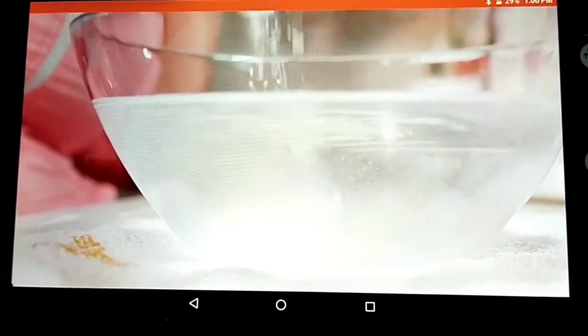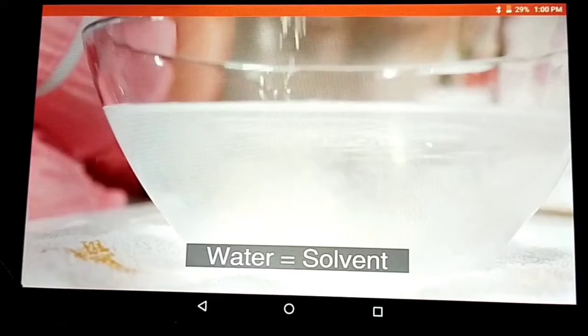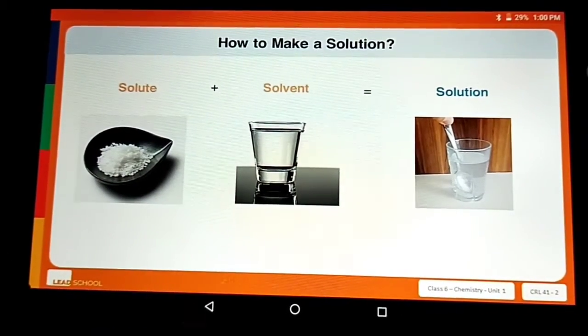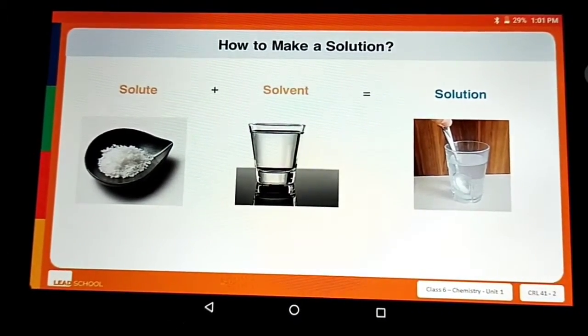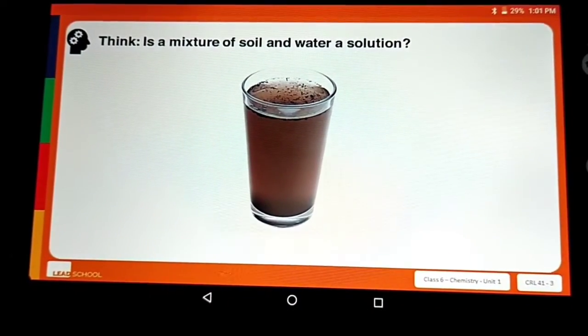The water is the component in which the salt gets dissolved. It is known as the solvent. So, a solute plus a solvent makes a solution. Is a mixture of soil and water a solution?